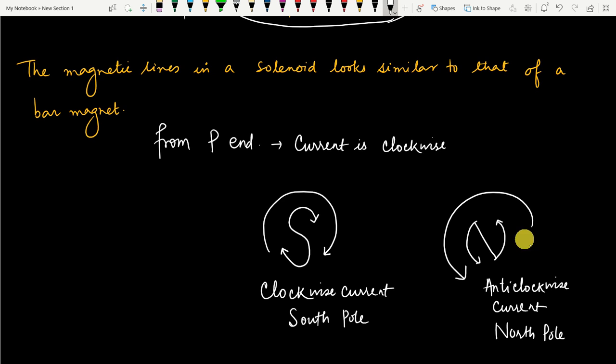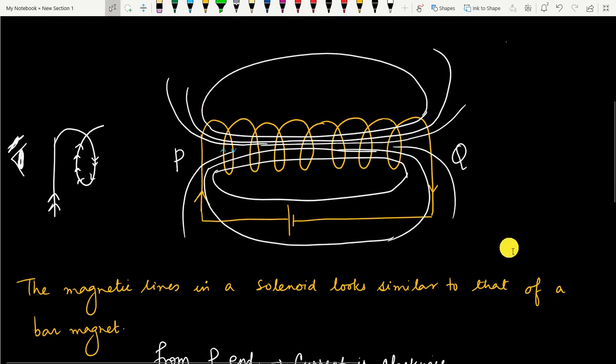Now come to the diagram again. From point P, the current in the loop is clockwise. So the side P of this solenoid becomes the south pole, and the other side would be the north pole of the solenoid. Now once you know the south and the north, then what to do?